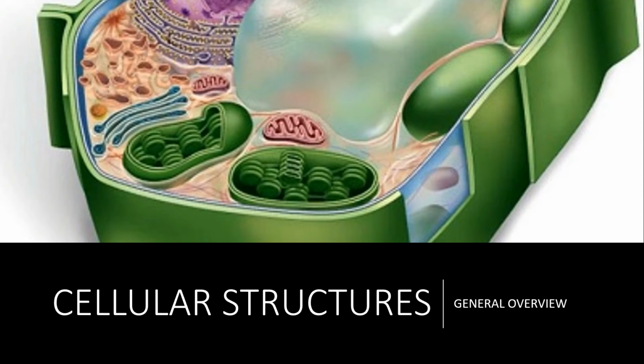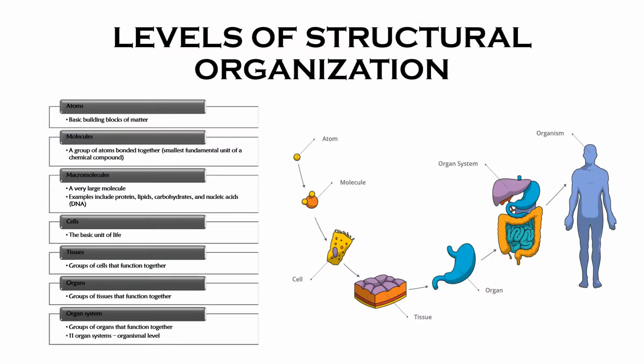This is a quick general overview of cellular structures. Alright, so we are going to begin with the levels of structural organization, starting with atoms.